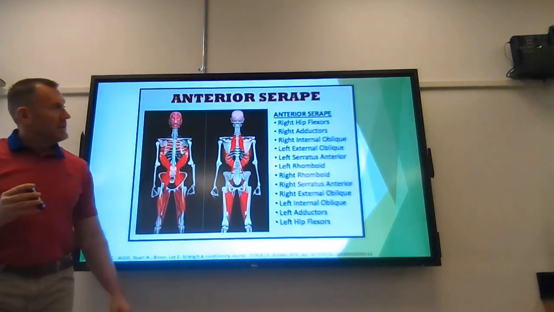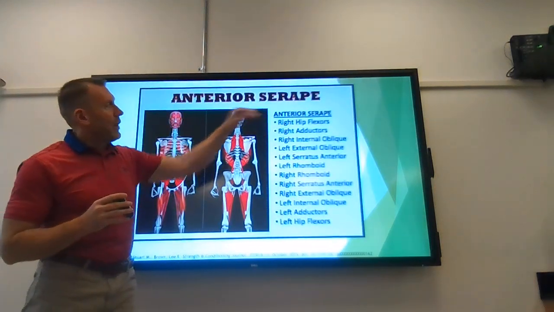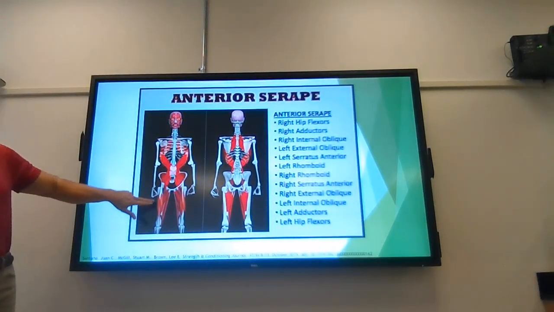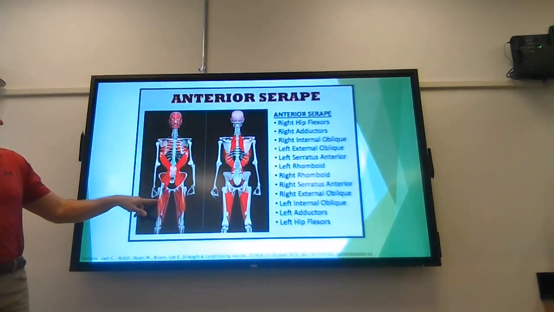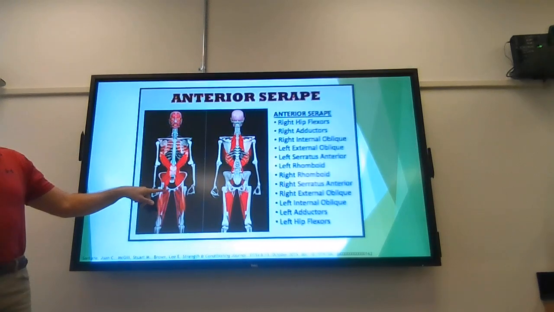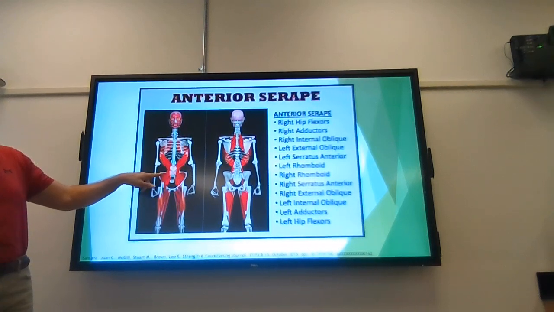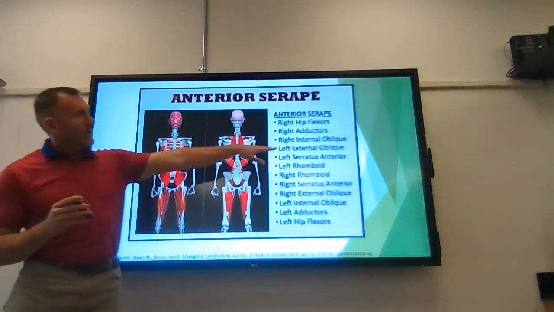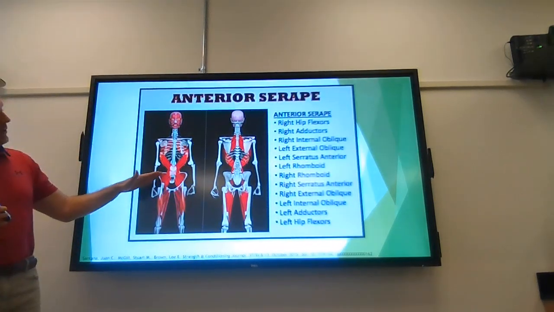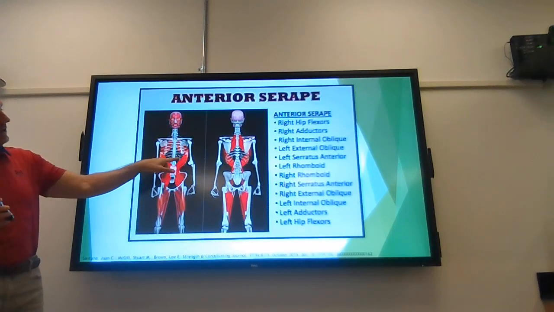So let's just go through the same process. So the right hip flexors, so that's going to be right here, right hip flexors. And go to the right adductors. So you're following this through. So right hip flexors to right adductors. And then we're going up and across to, let's see, well, not up and across yet. We're still going up. So right internal obliques are right here. And then going across to the left external obliques. So we're going across the pelvic junction. So we're here now.